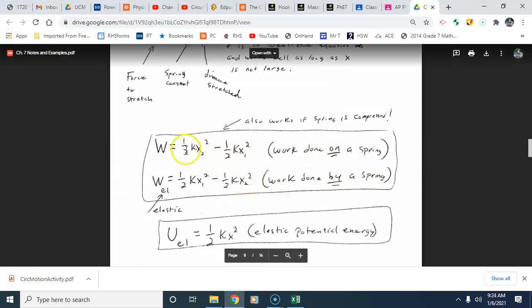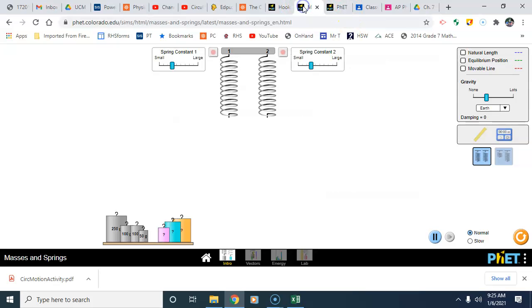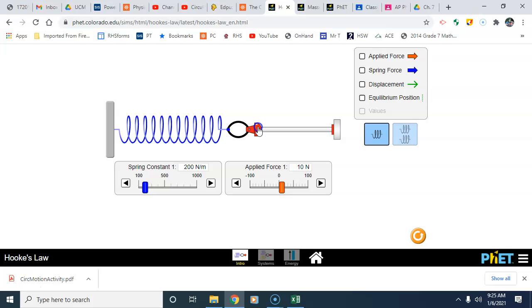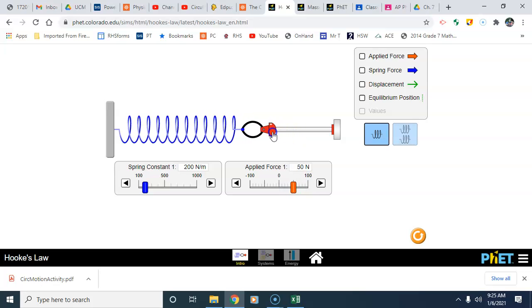If we flip-flop the order of this, that's the work done by the spring. Because as I noted last chapter, stuff like this has an equal and opposite thing to it, like Newton's third law. When I pull to the right on the spring, which way does the spring want to pull back on me?